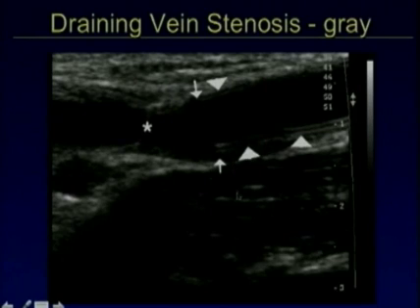This is an example of a draining vein stenosis, and the arrowheads show, again, the typical graft material. Here is the end of the graft, very nicely shown. You can see we can be very, very specific with regards to the location of the end of the graft, in contradistinction to angiography, where they may not know exactly where that graft ends. And then where the asterisk is a stenosis. So here we're getting visual confirmation of a draining vein stenosis.